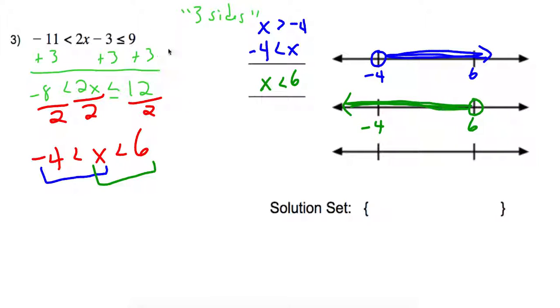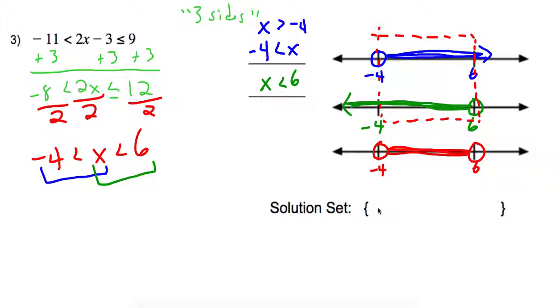Now, since this is an AND problem, I'm really looking for where I have an overlap between both of my lines. And that's going to happen in this area that I've just diagrammed. So my final solution set is going to be an open circle on -4, another open circle on 6, and I'm going to have an overlap of 2 lines everywhere in between these 2 points.